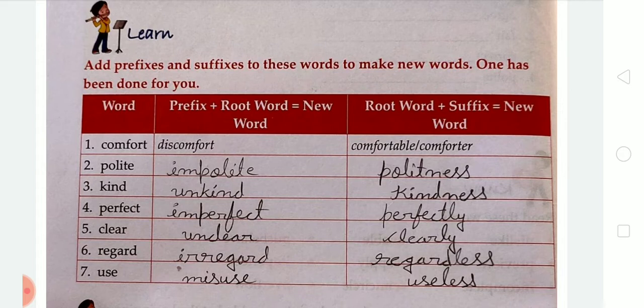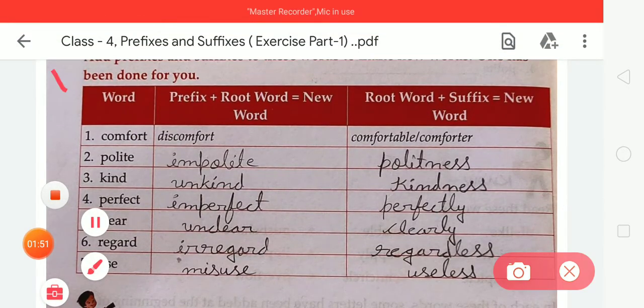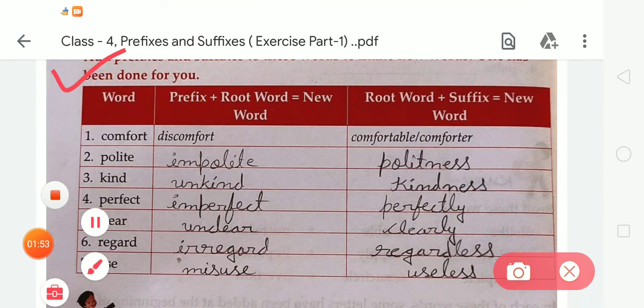In suffix we have learned that a group of letters placed at the end of a word to make a new word is called a suffix. What is suffix? A suffix is a group of letters placed at the end of a word to make a new word. And student, we have already completed this exercise, so one more time we are going to recheck this.